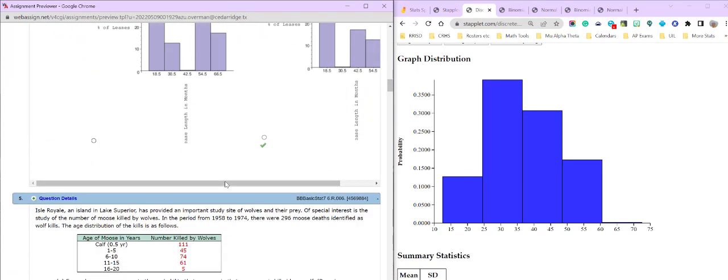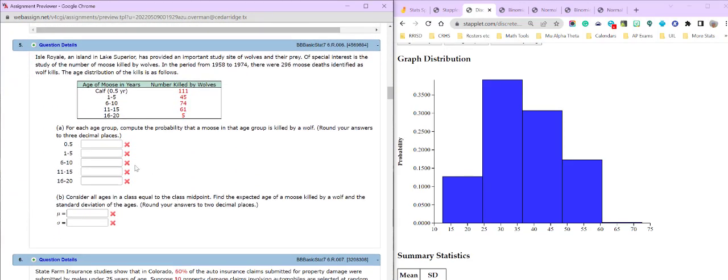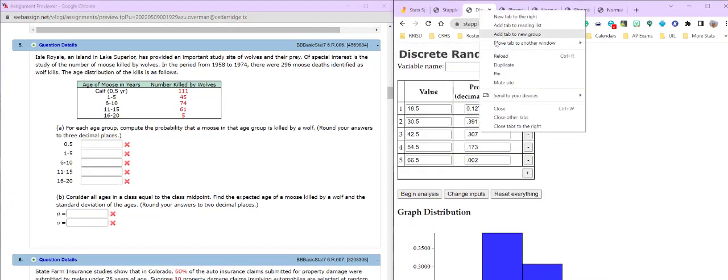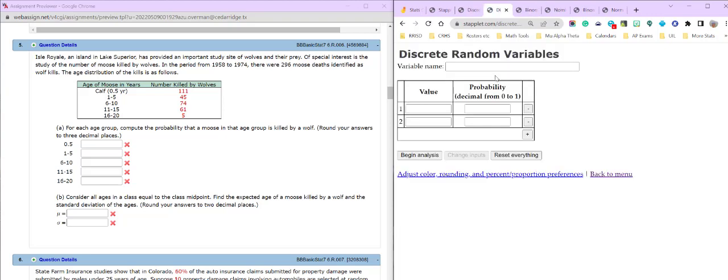And looks like I got that one right. Okay, we're going to do another discrete random variable where I'm going to have to do midpoint. So I'll just duplicate this. All right, create another table. So that's what it looks like when you start with it.